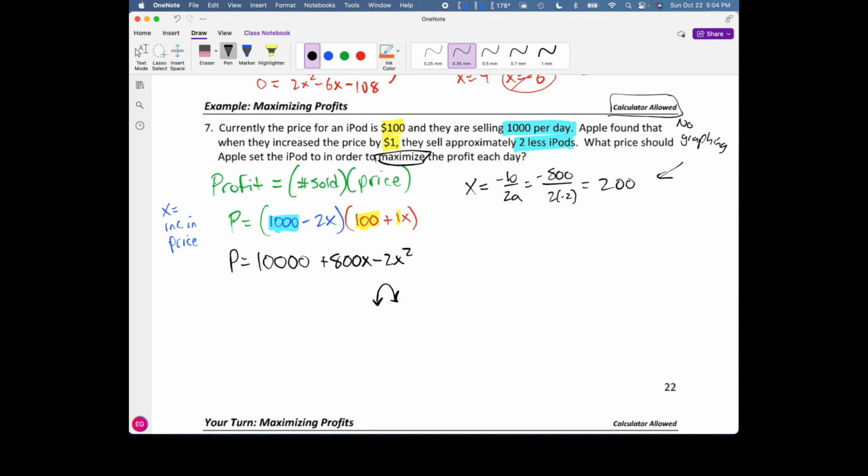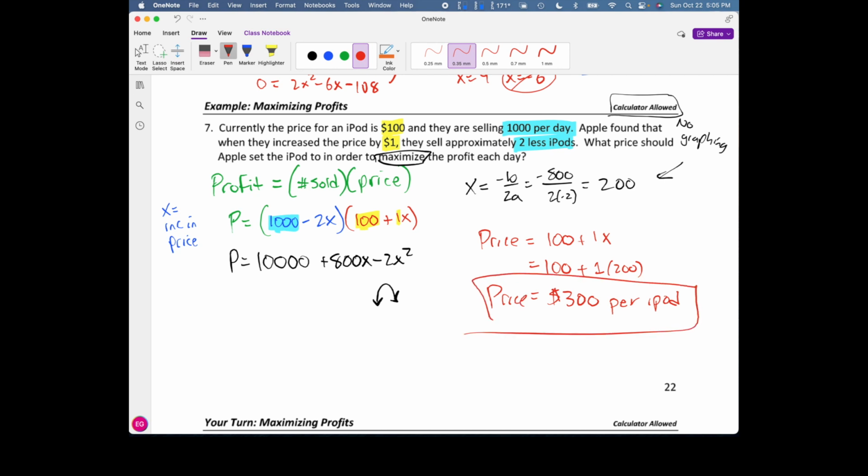Once we have that, they're asking us specifically, what is the price? Okay, so our price was 100 plus 1x. So we're going to do 100 plus 1 times 200, and that's going to give us $300. So according to this little model, if they sell these things for $300, they're going to maximize their profit.